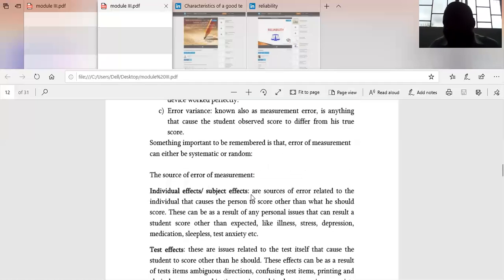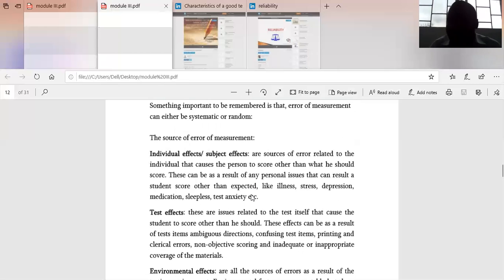Another cause of error could be test effect. With test effect here, we are looking at the test itself. The test itself, in what ways?